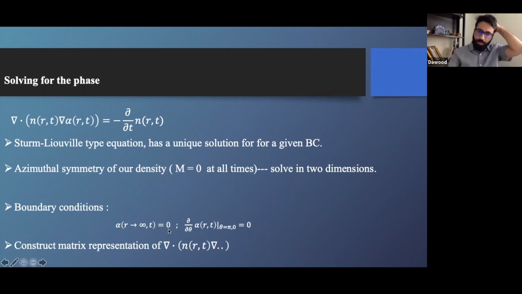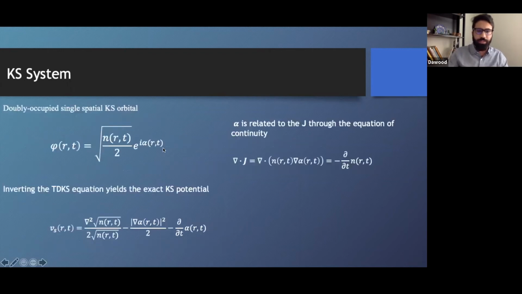And so we impose the boundary conditions that as R goes to infinity, at large R, alpha is essentially 0. And to ensure that our function alpha is smooth across theta equal to pi and 0, we put the first derivative of alpha with respect to theta equal to 0. One more thing: when we choose such a boundary condition at t equal to 0, it fixes the initial state for our Kohn-Sham orbital.